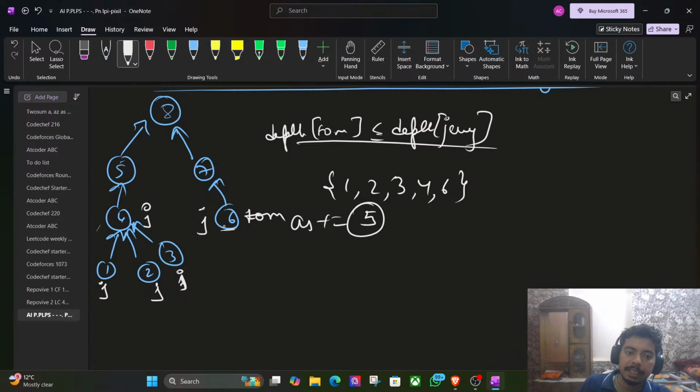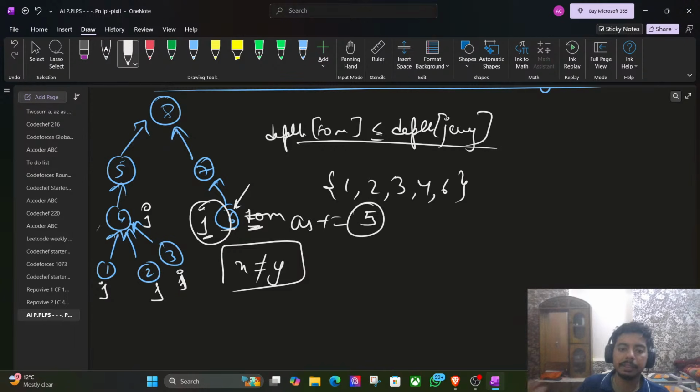Now, how many Jerrys are inside the subtree of Tom? There is only one Jerry inside the subtree of Tom. But wait, if Tom and Jerry are both at the same position, will Tom catch Jerry? Yes, it will catch Jerry. So it will not be counted when x is equal to y. We will only count the terms where x is not equal to y. So how many Jerrys are in the subtree of Tom where x is not equal to y? There are 0. So for this particular case the contribution is 5. Yes or no?